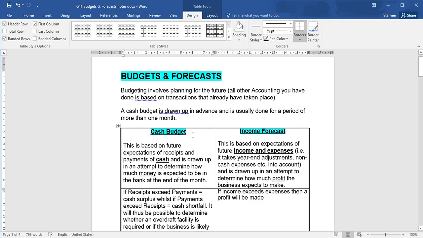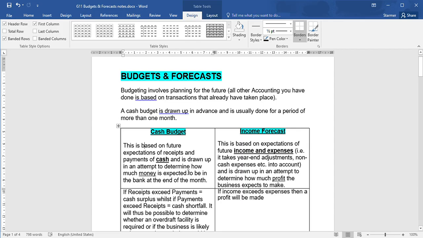Your cash budget is based on money you expect to receive. So if you are wanting to do the cash budget, you must ask yourself, is money going to be involved? If money is going to be involved, then you're going to record it. And because you're recording the amount of money that you expect to receive, you will be able to work out how much money or what your bank balance is expected to be at the end of the month.